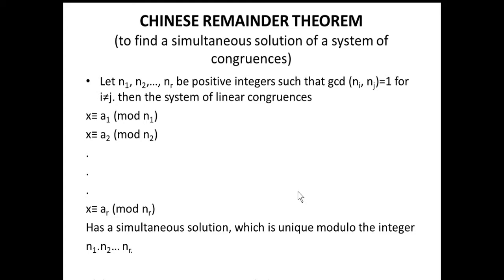This is the Chinese remainder theorem, and it is used to find the simultaneous solution of a system of congruences. So let us see what the Chinese remainder theorem is. If n1, n2, up to nr are positive integers, each relatively prime to each other, then the system x is congruent to a1 mod n1, x congruent to a2 mod n2, up to x congruent to ar mod nr has a simultaneous solution, which is unique modulo the product of n1, n2, up to nr.